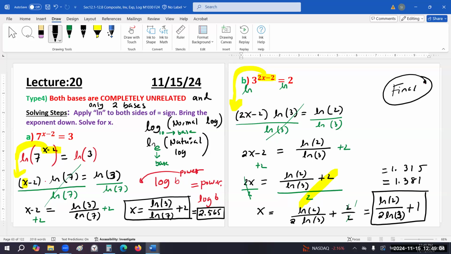And then 15 and 81 is a huge difference. Anyone else has something different? Do I have to put, after I put the 2, do I have to put ln of 3 inside of the parentheses or no?